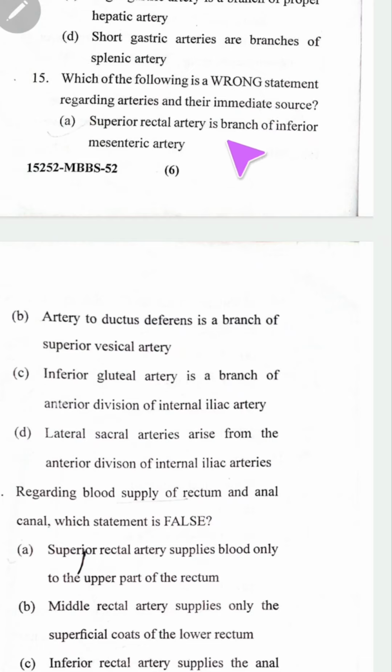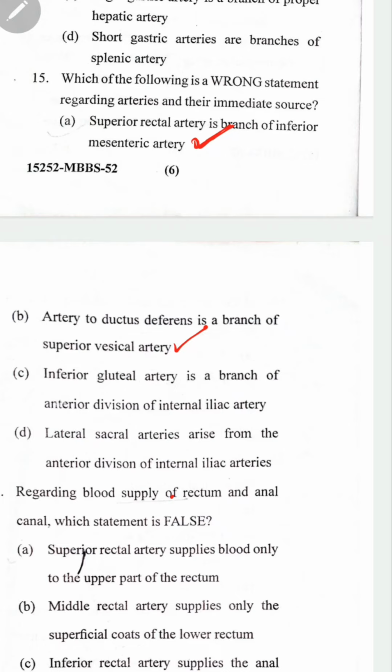Superior rectal artery is a branch of inferior mesenteric artery. It's a correct statement. Correct, right? Although writing it as a continuation of the inferior mesenteric artery would be even more proper, this also is correct if you say it's a branch. Continuation would have been a better word. Now, artery to ductus deferens is a branch of superior vesicular artery is also a correct choice.